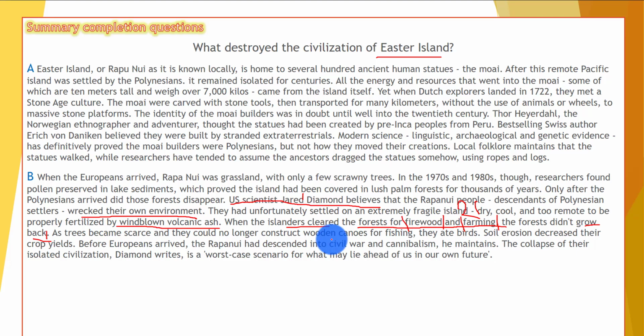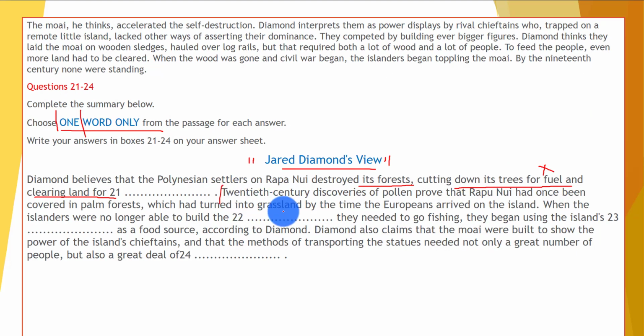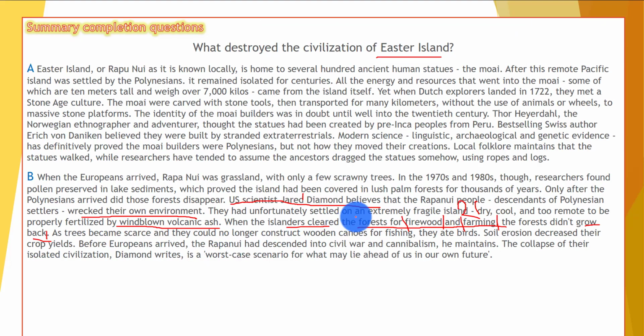Okay, now let's go back to our second question. 20th century discoveries of pollen proved that Rapa Nui had once been covered in palm forests, which had turned into grassland by the time the Europeans arrived on the island. When the islanders were no longer able to build, they needed to go fishing. They began using the islands as a food source. We're going to look for question 23, something as a food source, and also they build something. Now let's find these two questions.